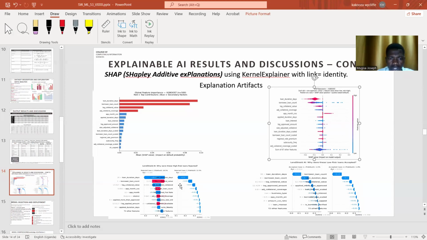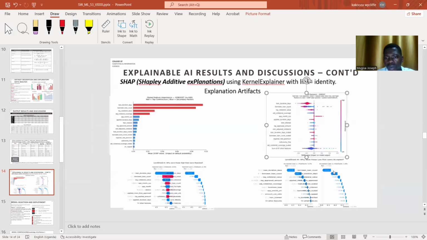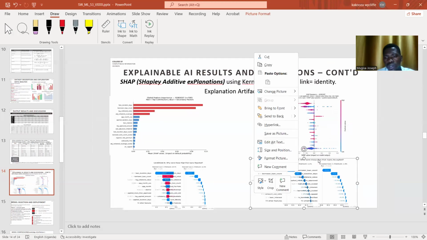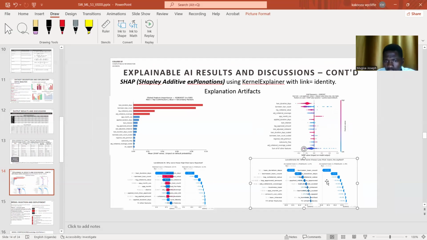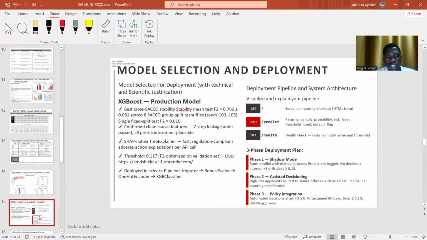So this is showing us how the features are contributing. The blue ones mean the feature adds positively to the prediction, and the red ones mean the feature deducts. That's why granted loans are full of blues only. So you look at it: loan duration days adds positively to this loan, and the rest of the features are adding positively. So that is for the SHAP predictive explanation.